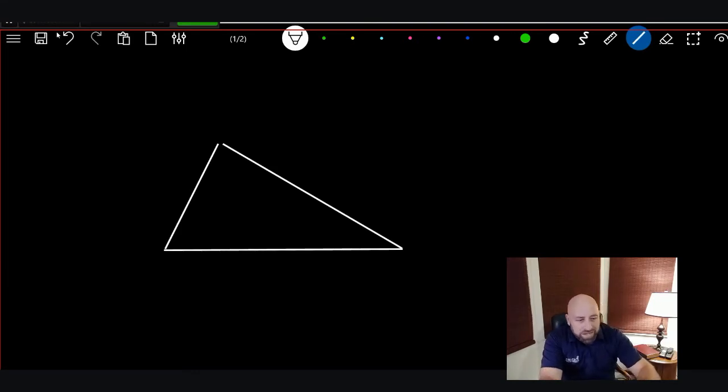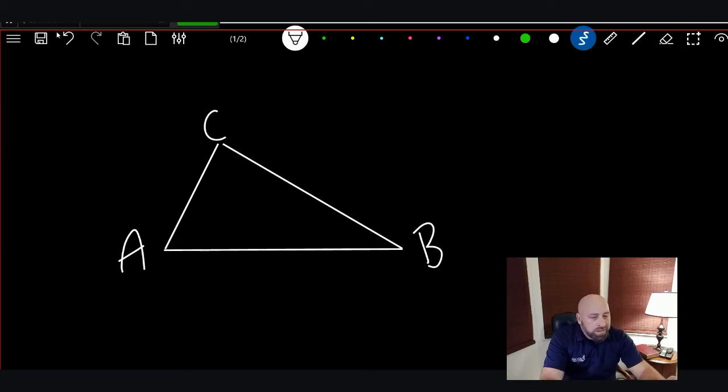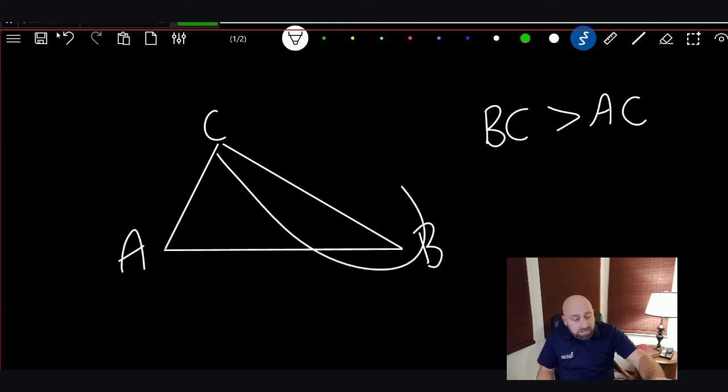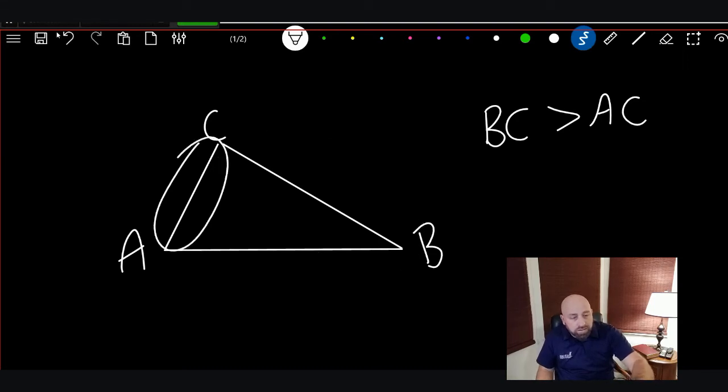Okay, so let's go ahead and label this thing. We'll give this one the letter A, this one the letter B, and this one the letter C. So in our given, let's say that BC is greater than AC. And now we can see it on this one. It's obvious that this one is bigger than this one.